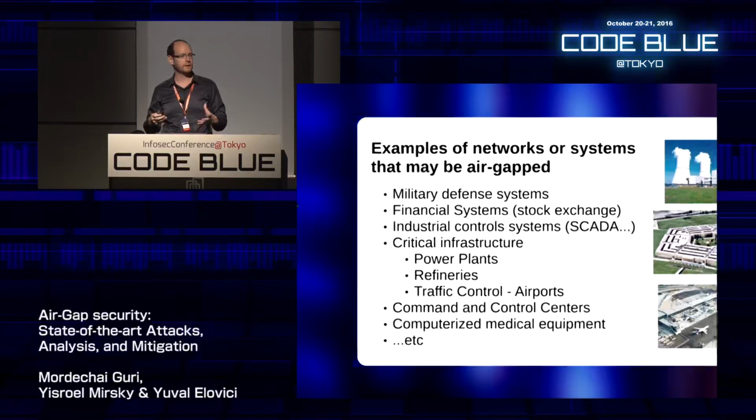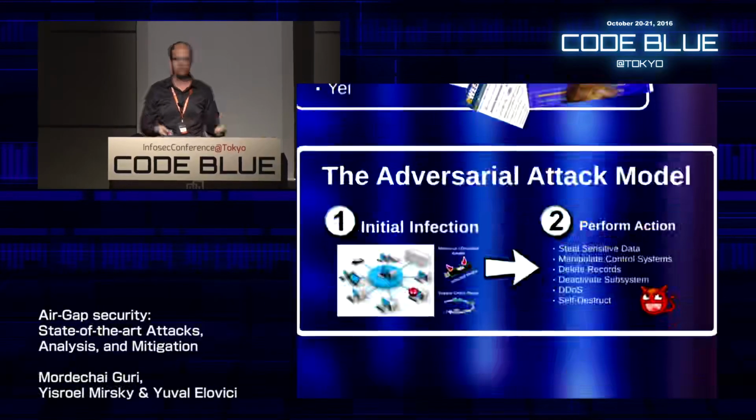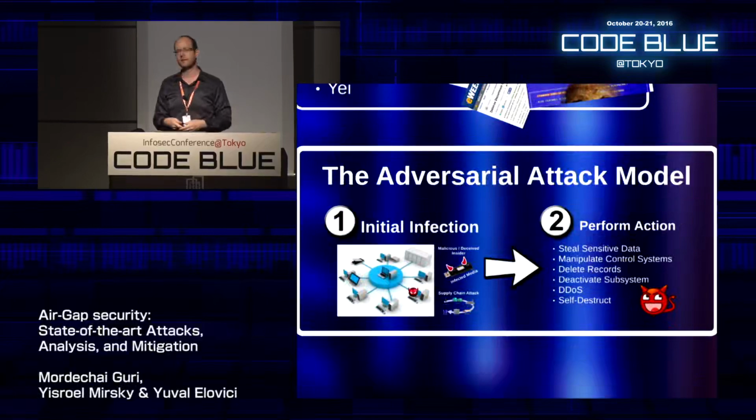But we know that putting an air gap is not a perfect solution. Here's just a small list of malwares in the last few years that have been found to infect these air-gapped computers in one way or another. For example, the Stuxnet virus, which infected the Iranian nuclear power plants, even though the Iranian nuclear power plants were not connected to the public network. So some sort of infected USB was plugged in at some point, perhaps, and infected the network that way.